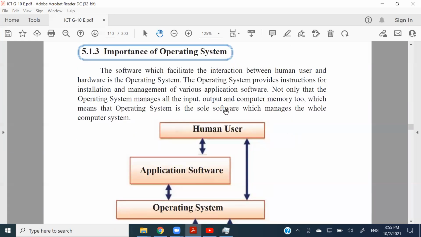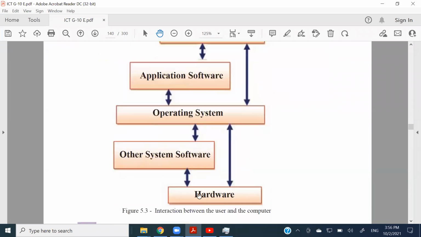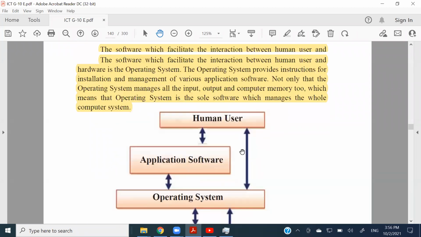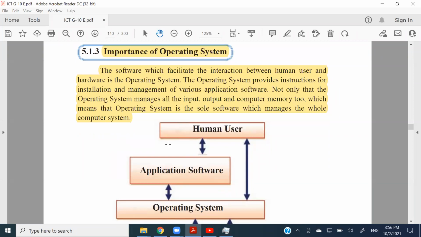Let's quickly write this down. So have the heading importance of operating systems, right? And yeah, I want you to copy this. Plus, you are getting a third diagram to draw at home, right? So you have 3 diagrams to draw. So please copy this, then keep the space.